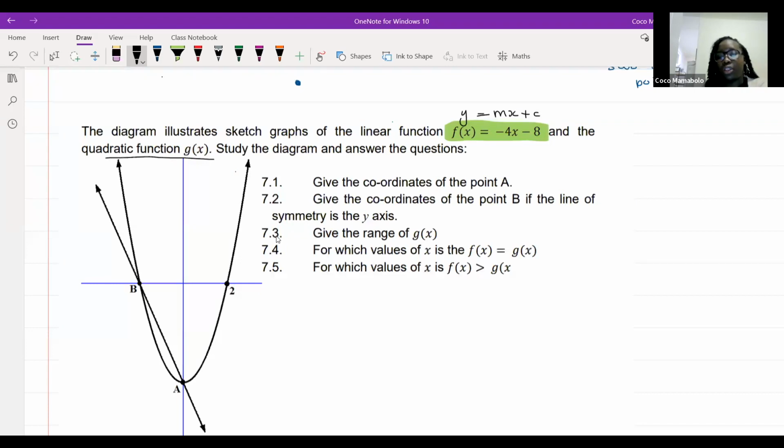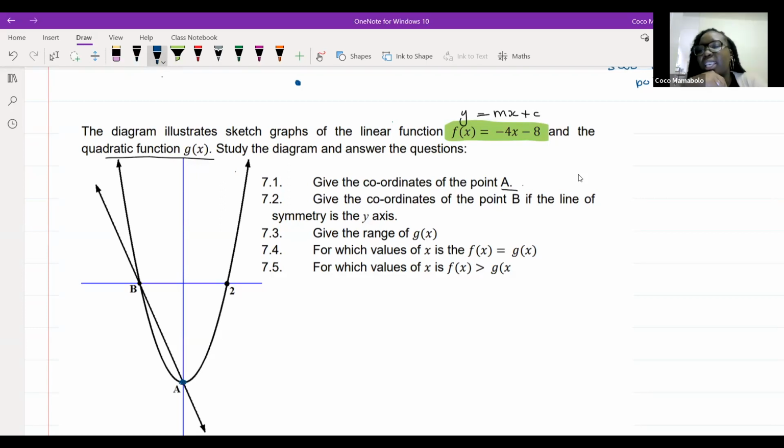Okay, so they want us to give the coordinates of point A. I don't want to give too much away, but does anybody know what the coordinates of point A is? Have a look, that point A is down here.